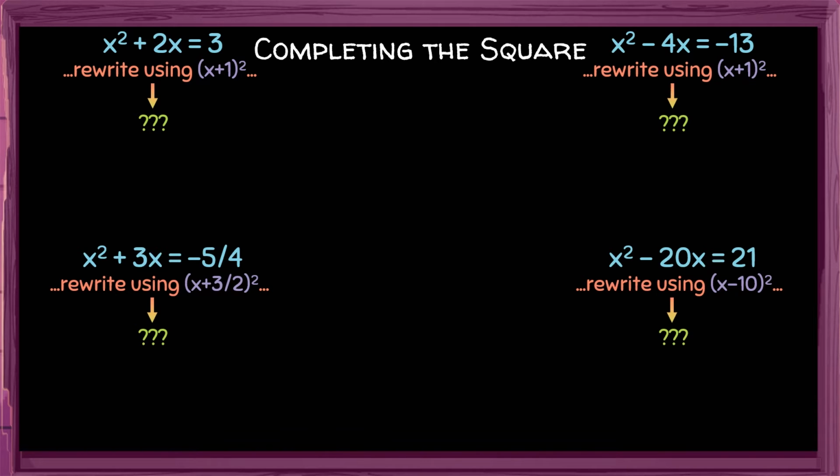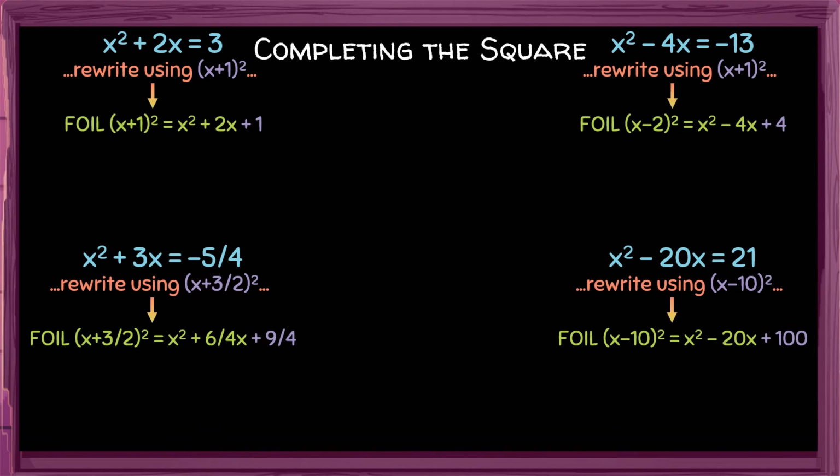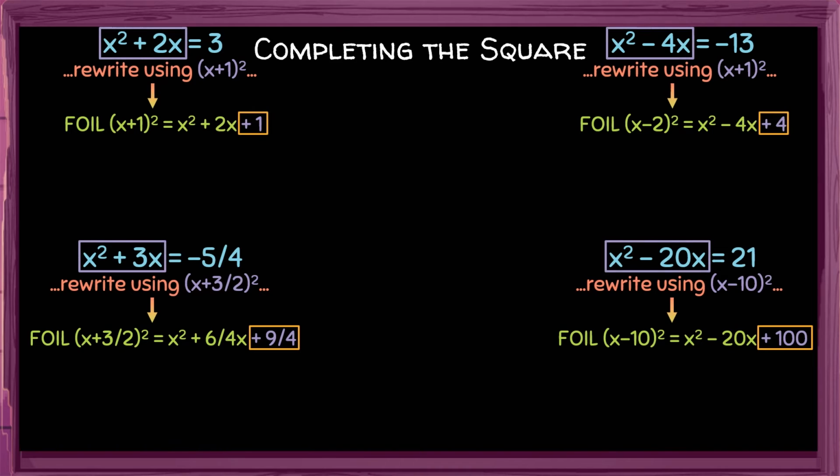Excellent, Wendigo. Let's do it. When we FOIL our perfect squares, the c values we see at the end are plus 1, plus 4, plus 9/4, and plus 100. And we can see that the left sides of our equations don't have those amounts yet. Since we're trying to turn the left sides of our equations into those perfect squares, we need to add the c value to them. That means we also have to add the same amount to the right sides of our equations, so that we're keeping the equations balanced.